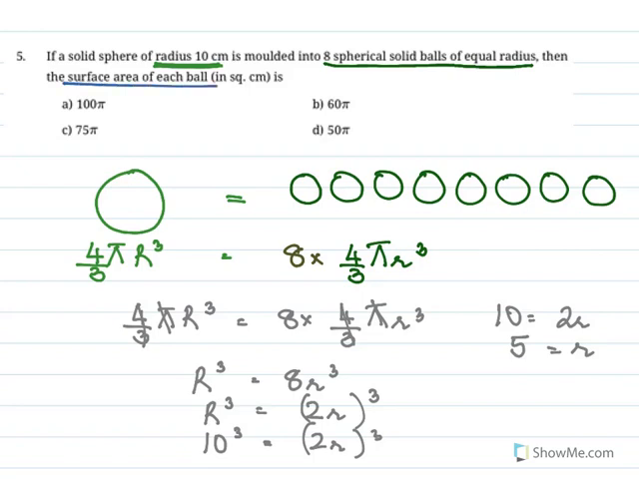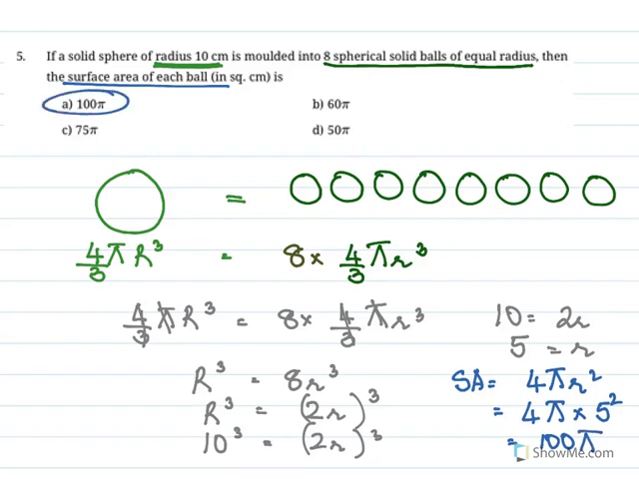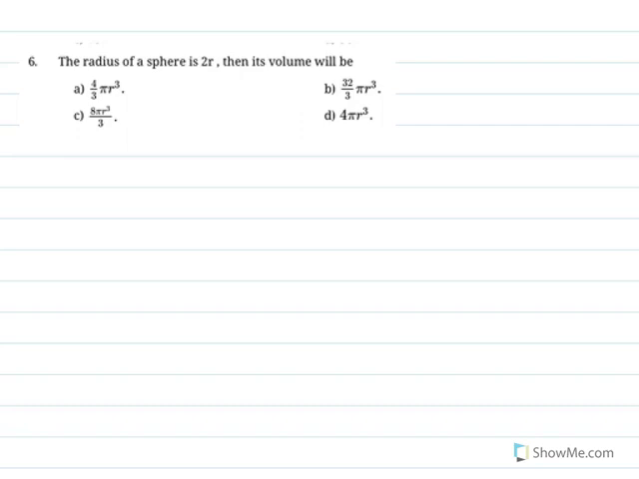Now we need to find the surface area of each ball. And the surface area of each ball is given as 4 pi r square. That is 4 pi, and the r here is 5. So 5 square. The answer will be 100 pi. The option is 100 pi square centimeters.